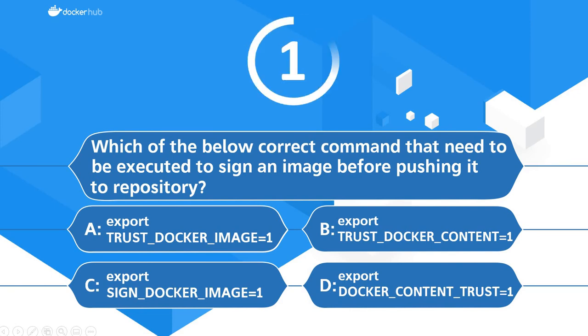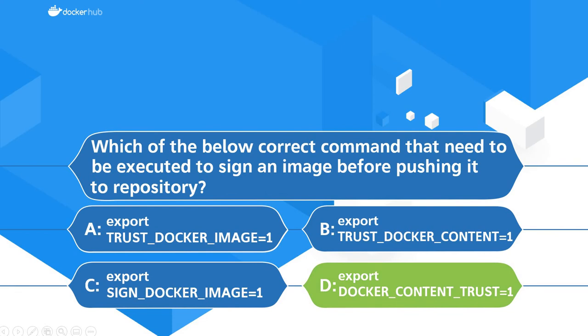And the correct answer is D. Export docker_content_trust equals 1.